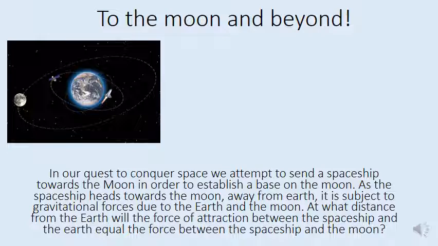So it says here, in our quest to conquer space-time, we attempt to send a spaceship towards the moon. And we want to establish a base on the moon. Now, why would we want to do that? As the spaceship heads towards the moon, something interesting starts to happen. Obviously, the Earth will attract the spaceship towards itself, and the moon will attract the spaceship gravitationally. So if you look at these objects in isolation, there's an interesting problem.